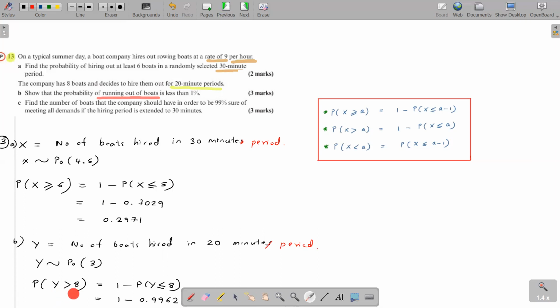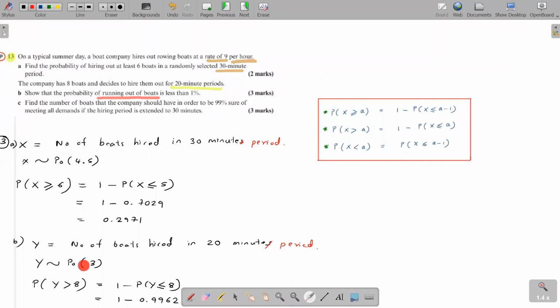So this is very important. The probability that the number of boats hired in 20 minutes is more than 8. So where I get more than 8 requests, that is when I run out, right? So that's where you get y more than 8.